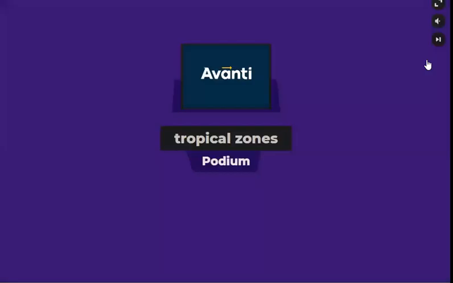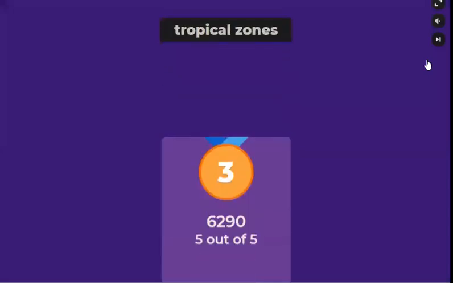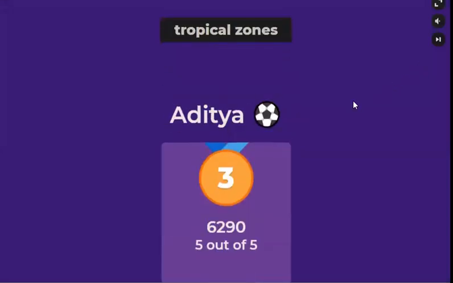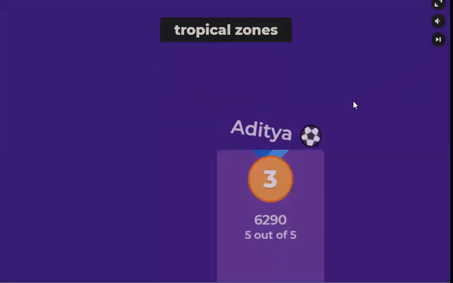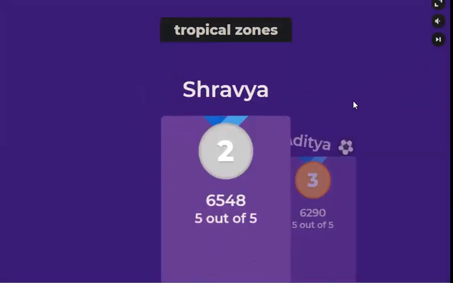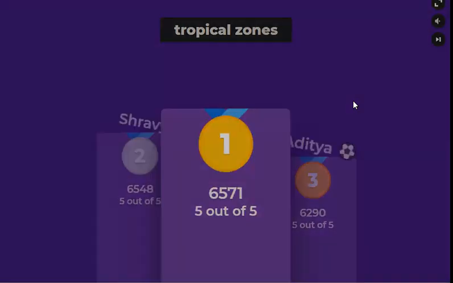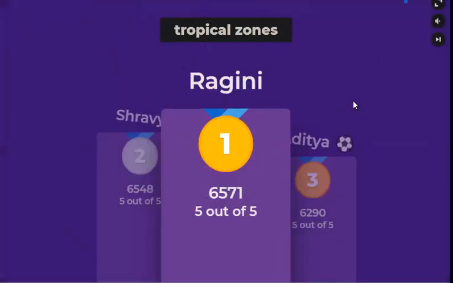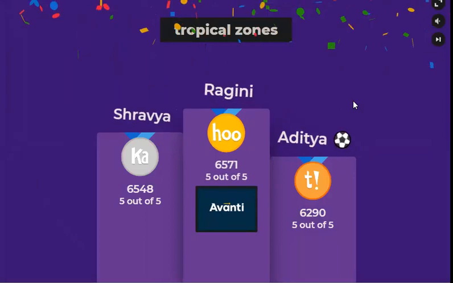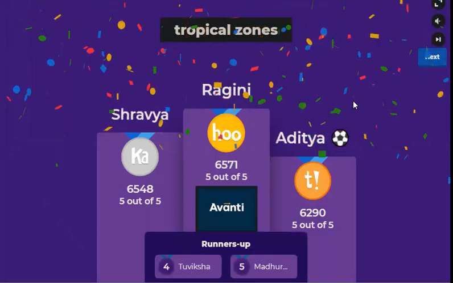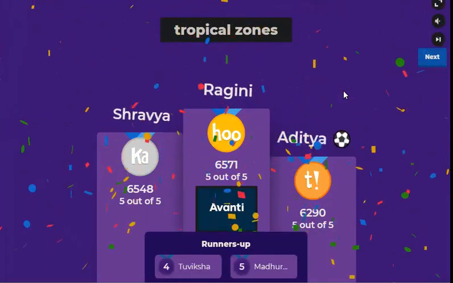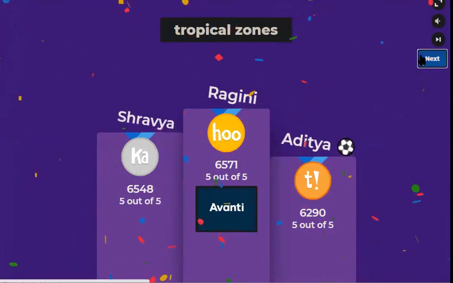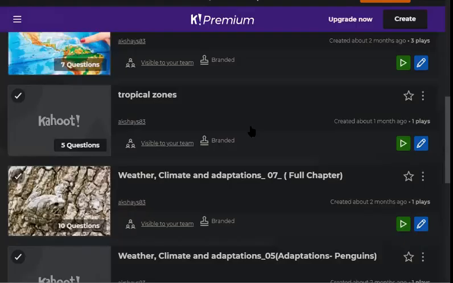Okay. Let's see the scoreboard. Third place, Aditya. Aditya continuing third place. Shravya second place. Very good. First place. Let's see who's the first place. Madhur, I guess. Ragini. Wow, score changed in last exam. Runner-ups, Tavishka and Madhur. Very good, everyone. Right, very good. Now next Kahoot.